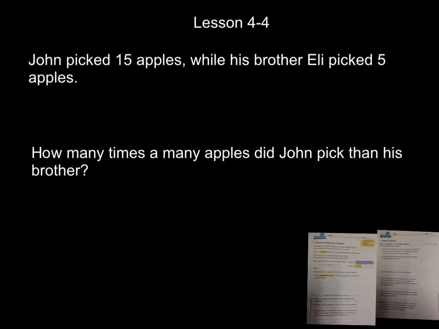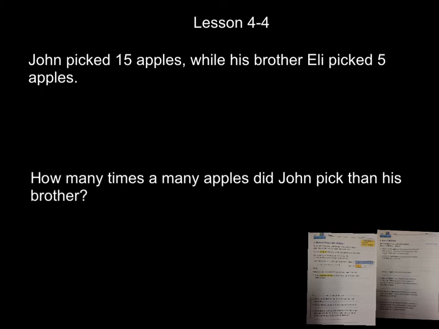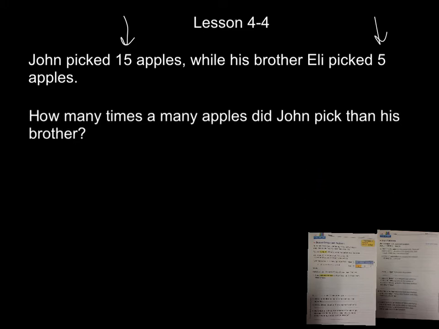Before we get to the second part down here, I want you to think about the first one here. Think about the first question. And think about what two quantities we are comparing. Hopefully you're thinking the same thing as I am: the quantities we're comparing are the number of apples that John and Eli have, because that's what we're comparing, the number of apples they each have.